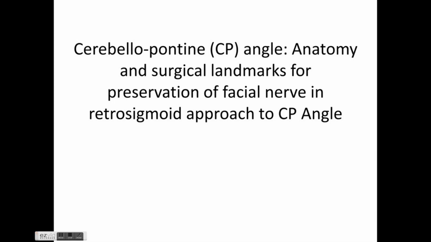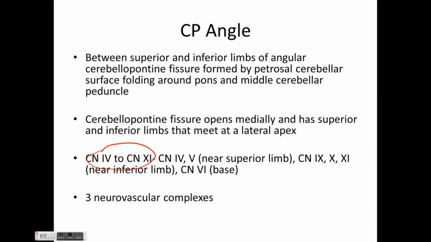The CP angle is between the superior and inferior limbs of the angular cerebellopontine fissure, formed by the petrosal cerebellar surface folding around the pons and the middle cerebellar peduncle. The cerebellopontine fissure opens medially and has a superior and inferior limb that meet at the lateral apex.